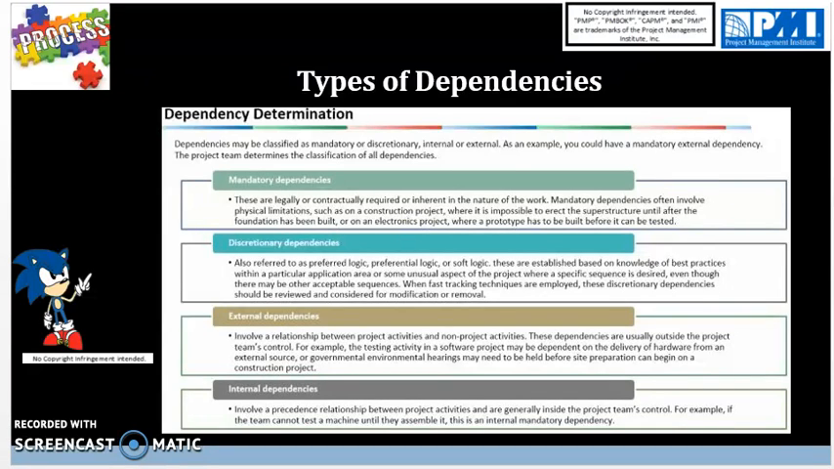Internal dependencies involve a precedence relationship between project activities and are generally included or inside the project team's control. For example, if the team cannot test a machine until they assemble it, this is an internal mandatory dependency.